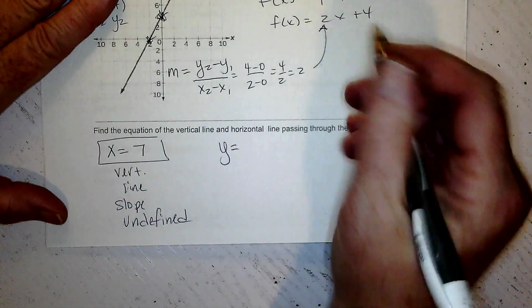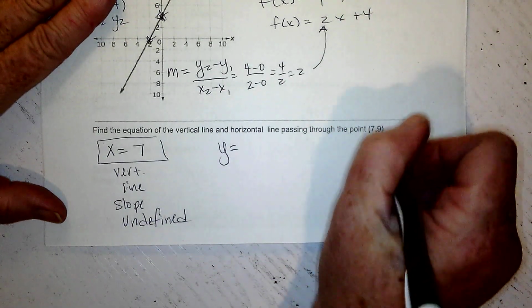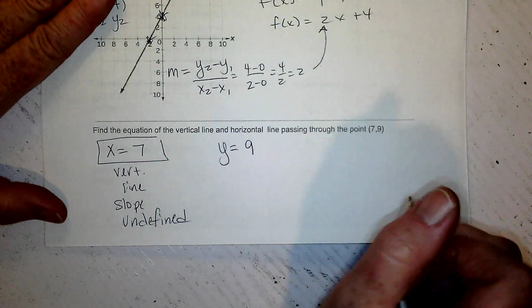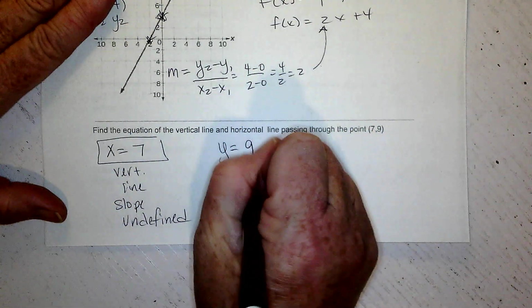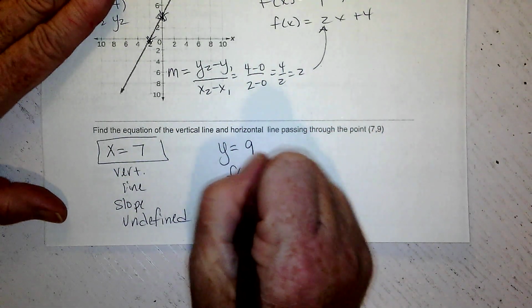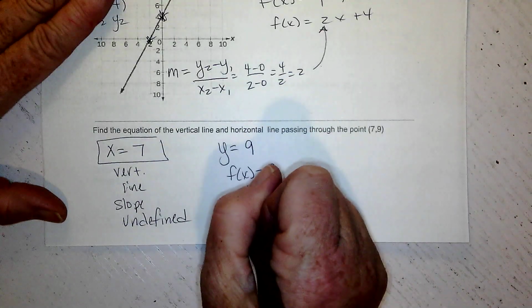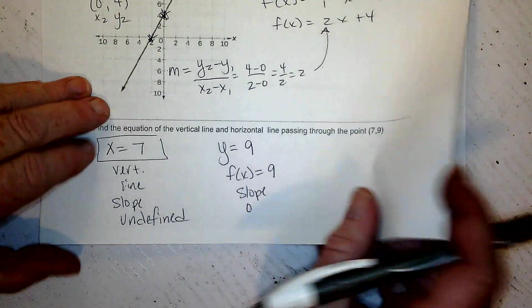And then y is 9, but remember we know what functions are now, so it's f of x is equal to 9. And the slope for a horizontal line is 0. Okay, just for knowledge.